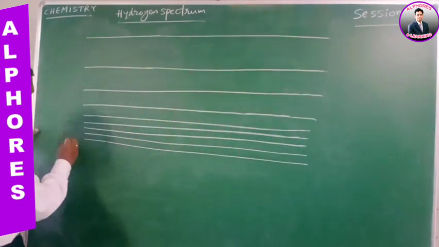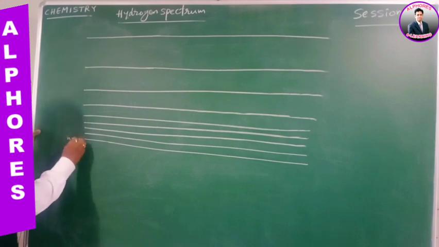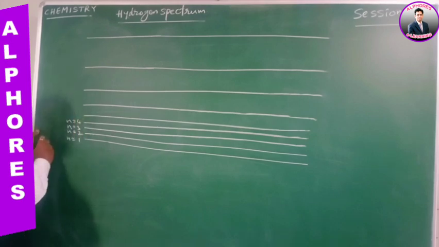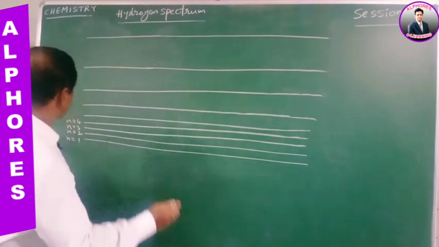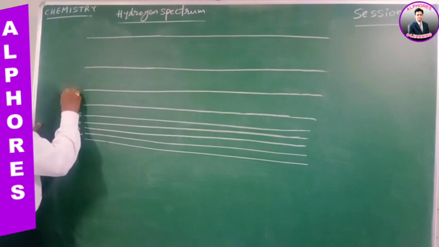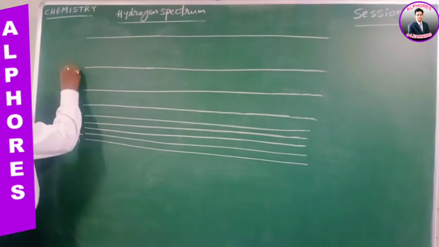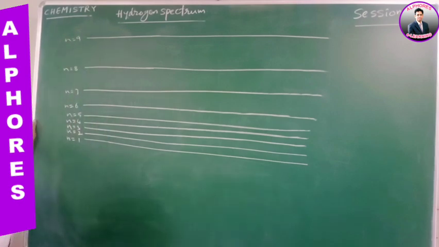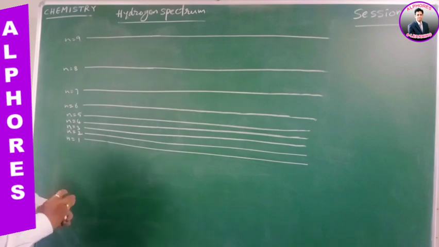The first orbit is n equals 1, the second energy level, this is the third energy level, and this is n equals 4, the fourth energy level. Then n equals 5, n equals 6, n equals 7, n equals 8, n equals 9. These are the spectral lines. Now the 5 series of spectral lines.